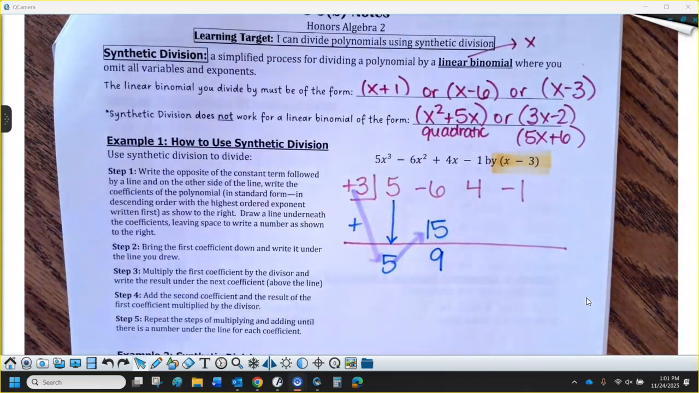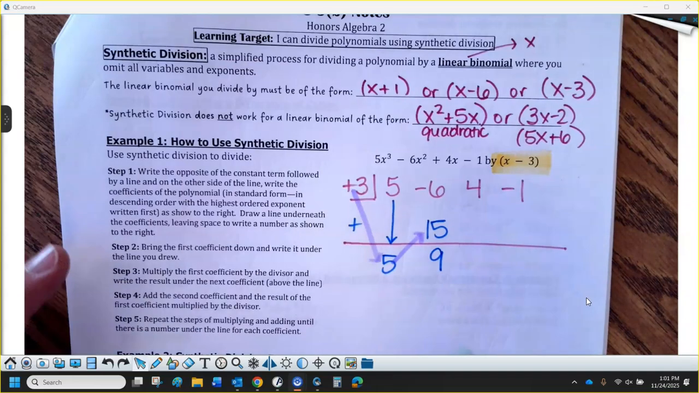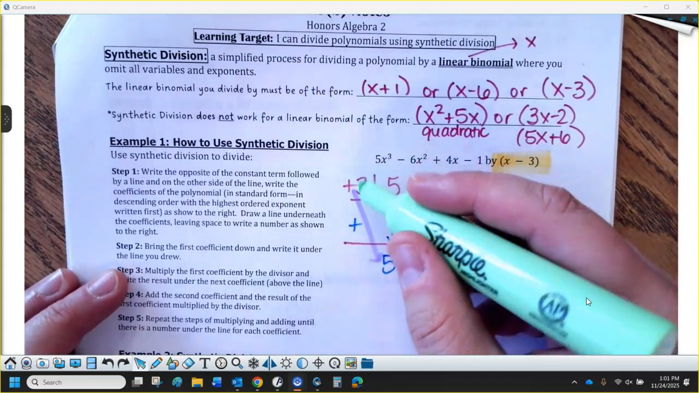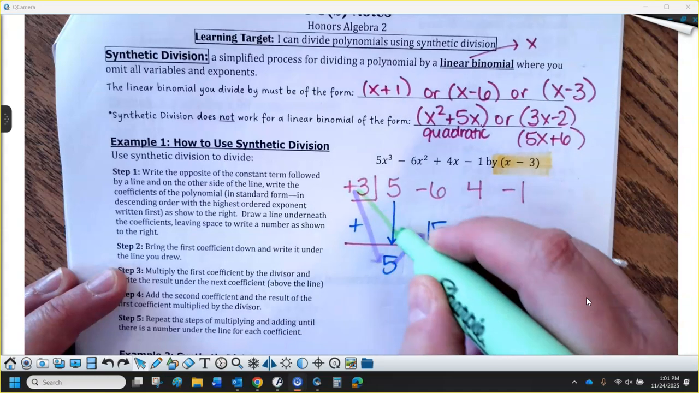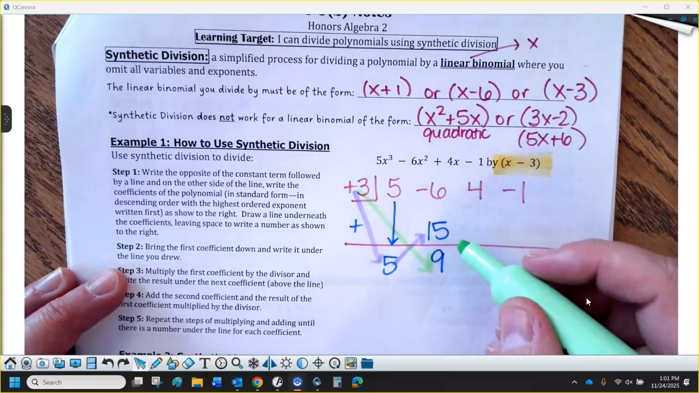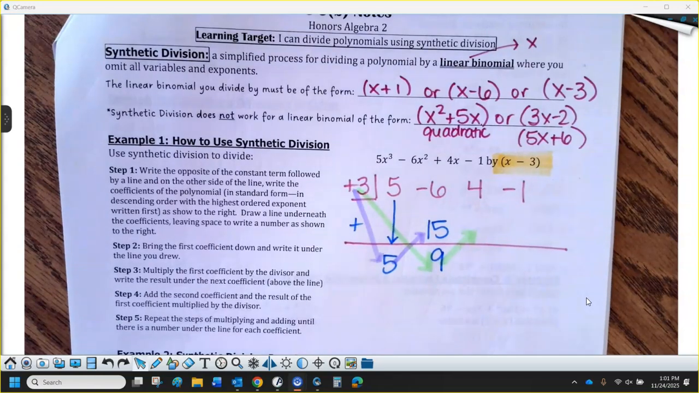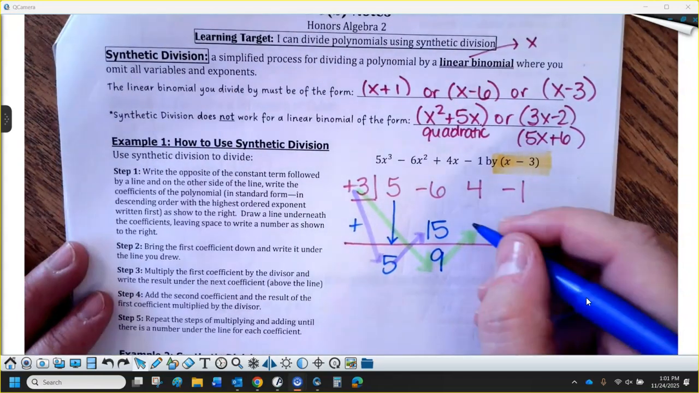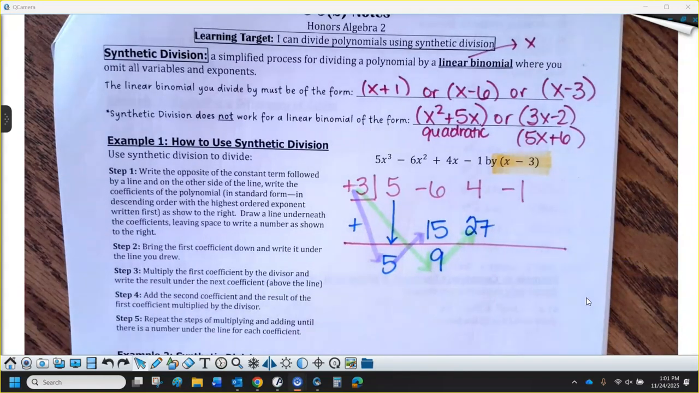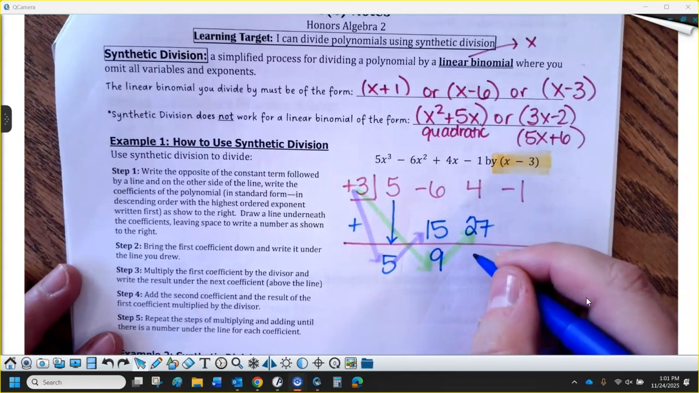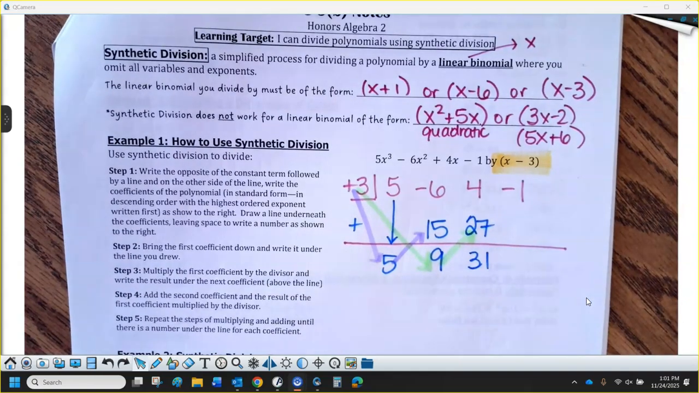And then you repeat the process. I'm going to grab a different color here. So then you take the number outside, the 3 here, multiply it by the number under the line, and then put it in the next open space above the line. So I'm going to do 3 times 9, which is 27. And then you're going to add the numbers stacked on top of each other. So I'm just going to do 4 plus 27. This would be 31.